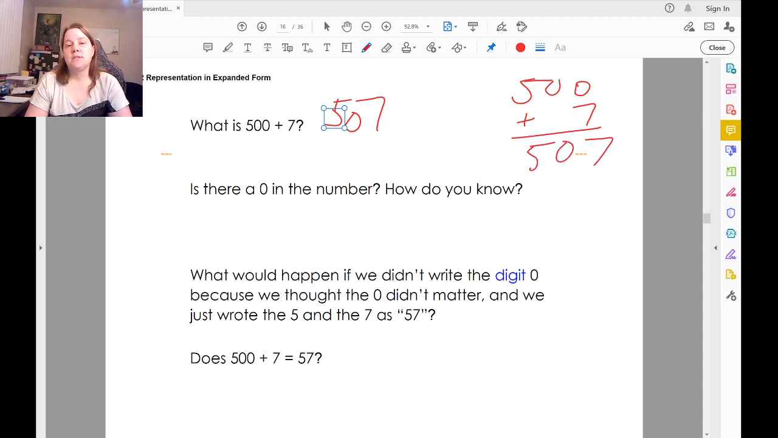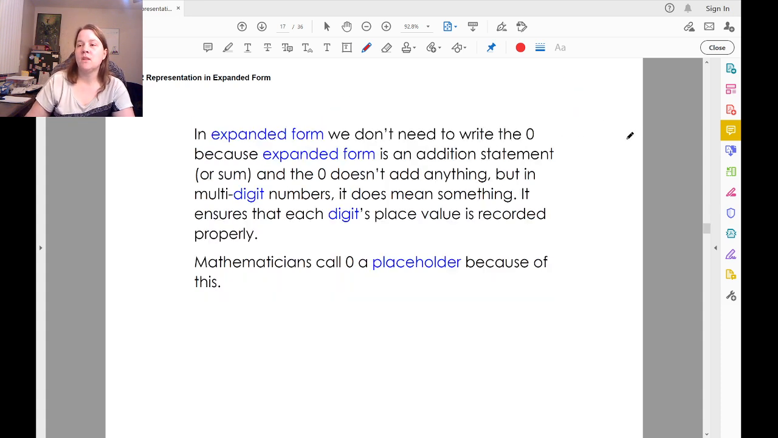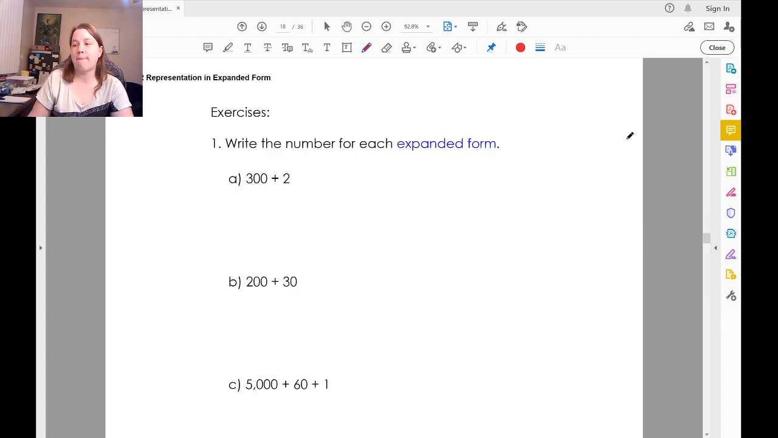That's why putting zeros in numbers is very important. In expanded form, we don't need to write the 0 because expanded form is just the addition statement, and adding 0 doesn't add anything. But it's still super important. It's a placeholder in the actual number, and it's very important to remember.